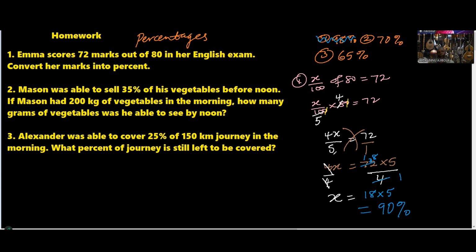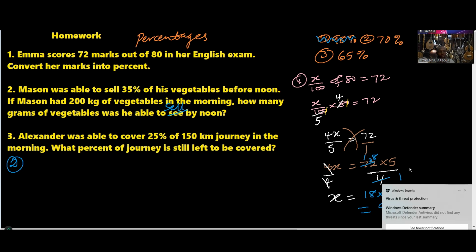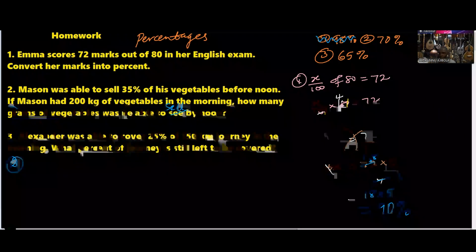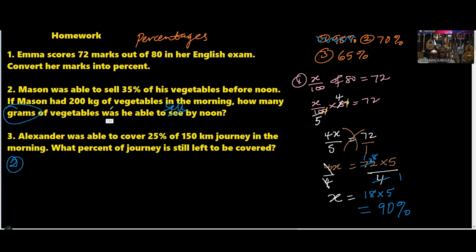Is that clear? Then question two. It said Mason was able to sell 35% of his vegetables before noon. If Mason had 200 kilograms of vegetables in the morning, how many grams of vegetables was he able to sell by noon? It should be "sell". Now, it's how many grams, not kilograms. Take note of the term gram and the term kilogram, because you're going to be needing them.